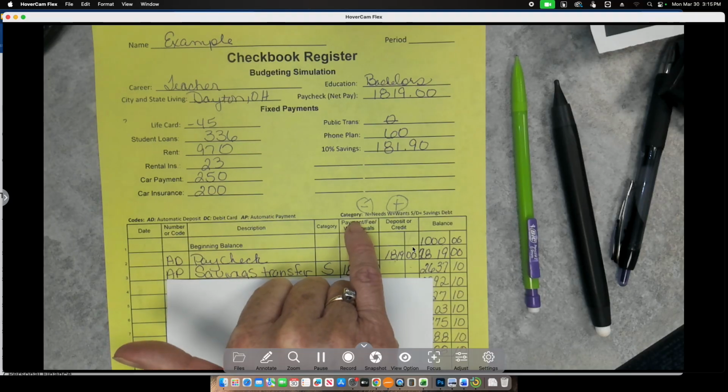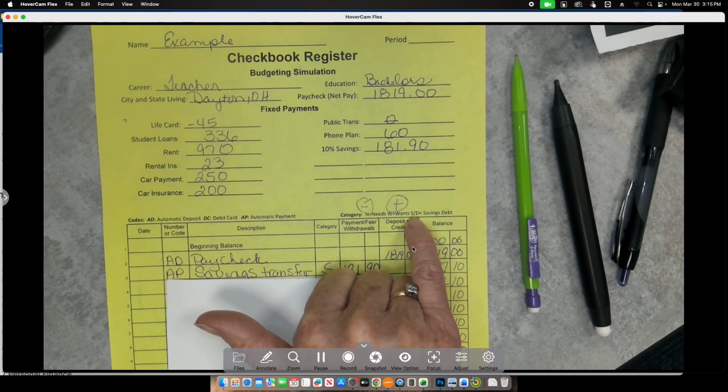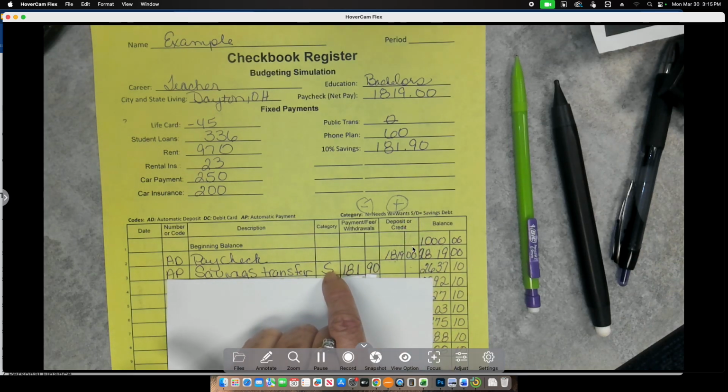For the category, is it a need, is it a want, or is it a savings debt payment? This is going to be savings for $181.90. So I'm going to take this number minus this number, and I get this number.